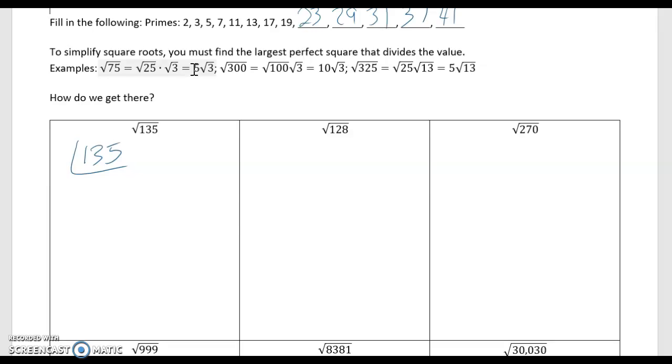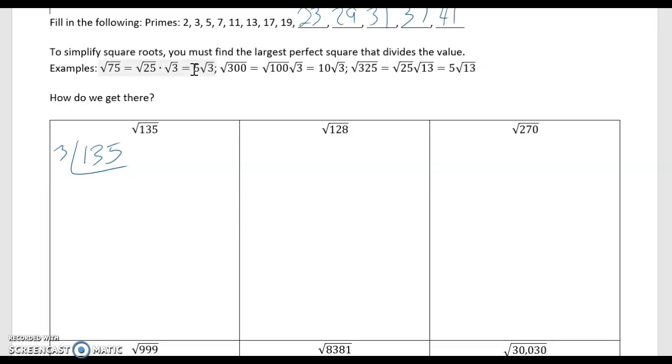Okay, so 135 is a number, and we know it's divisible by 5, but again, we need to start with the smallest number first. So we need to start looking at 2. Now, is it divisible by 2? No, it's not divisible by 2. It's an odd number. But is it divisible by 3? It turns out that it is.